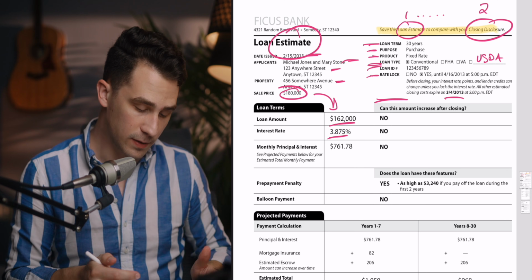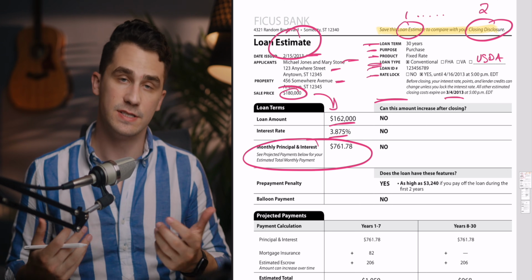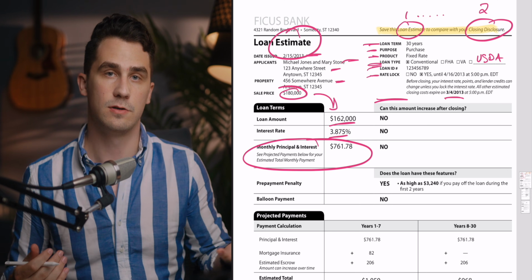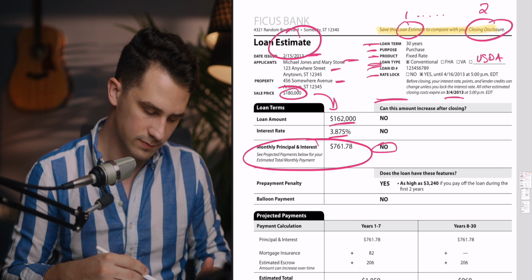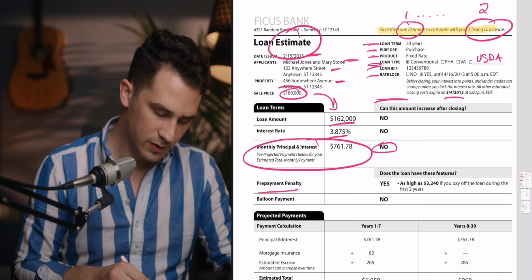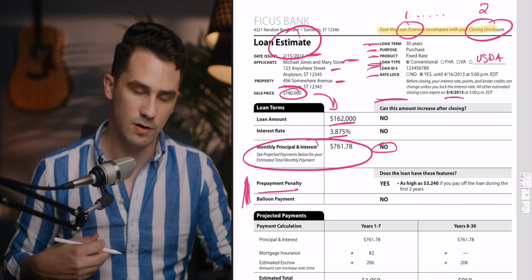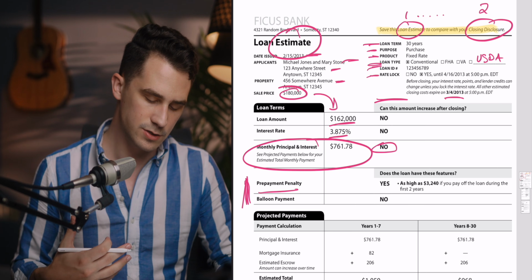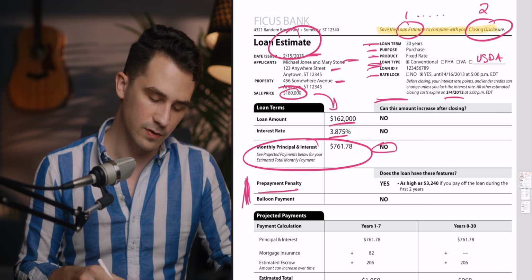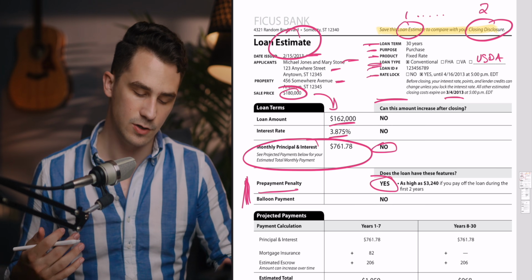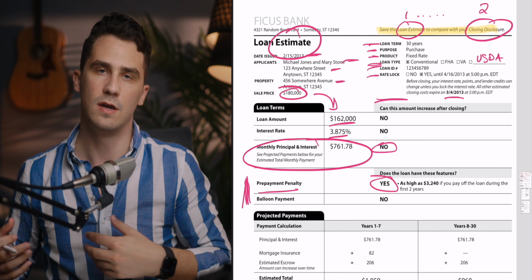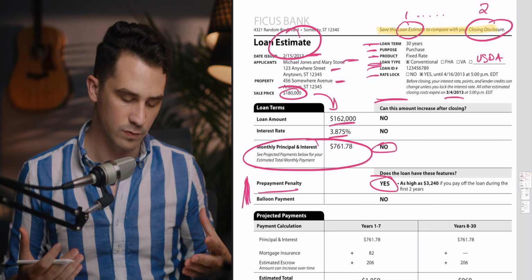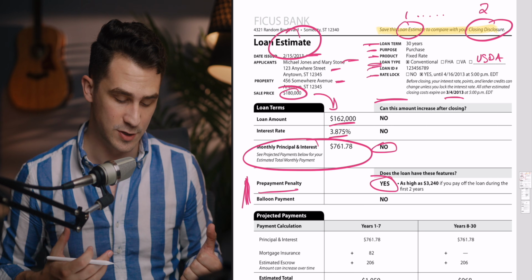Okay, now we have our monthly principal and interest. This is an important one we want to keep in mind. So this is what the lender charges us for the loan itself. All right, this cannot increase after closing. Awesome. Prepayment penalty. Both of these options here are what are called risky features. So prepayment penalty, on this loan, it says yes. So basically what that means is that if you pay off the mortgage early, there could be a penalty to it. Most loans today don't have a prepayment penalty, but it's good to just double check for this.